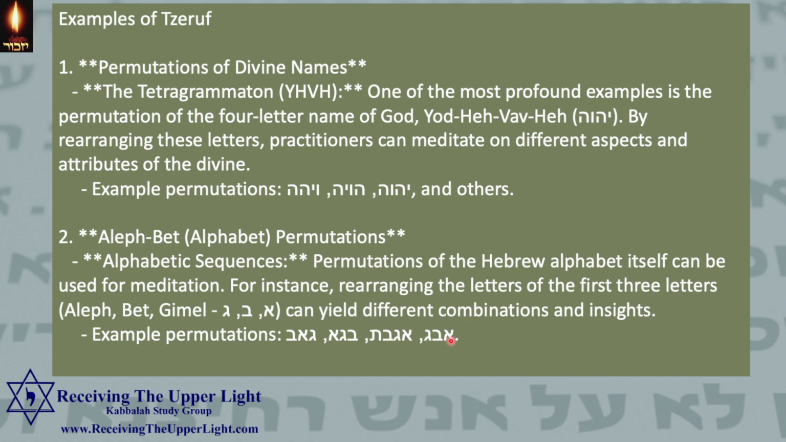For example, Aleph, Bet, Gimel, and then Aleph, Bet, Aleph, Gimel, Bet, and then the Tav, which is the last one, and doing things like that. But once again, you need to know the Hebrew letters, their meaning, numerical values, and things like that. And this will help you have a deeper understanding and insight into what these permutations are all about.